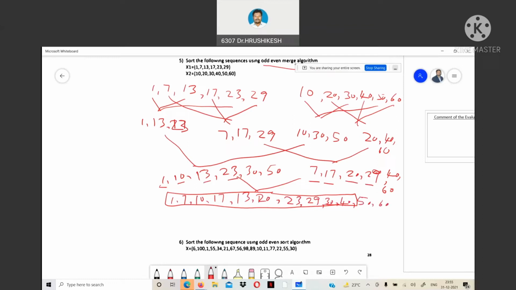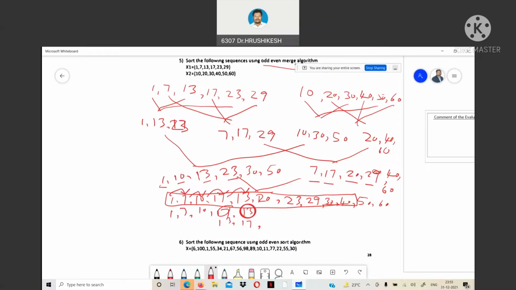So first element when compared with next element, they are in order. Then 7 compared with 10, so they are in order. So 10 compared with 17, they are in order. When 17 compared with 13, they are not in order. So the 17 and 13 were swapped. So 13 comes here, 17 goes there.